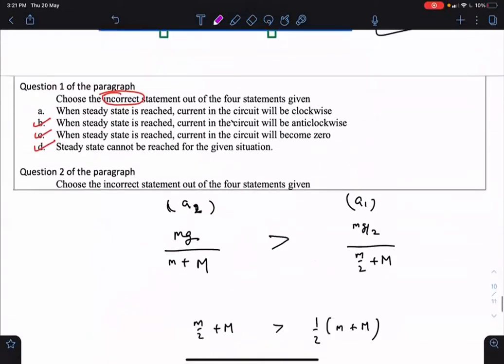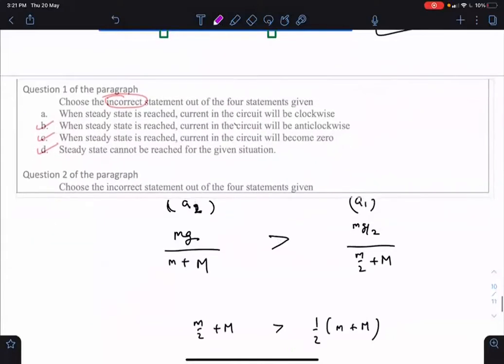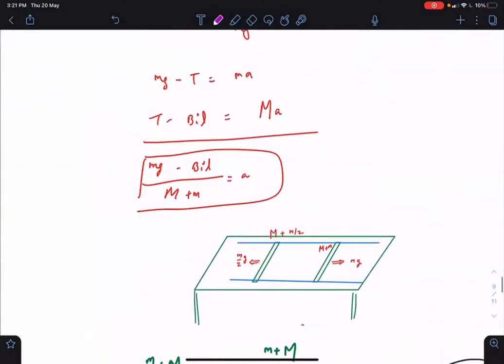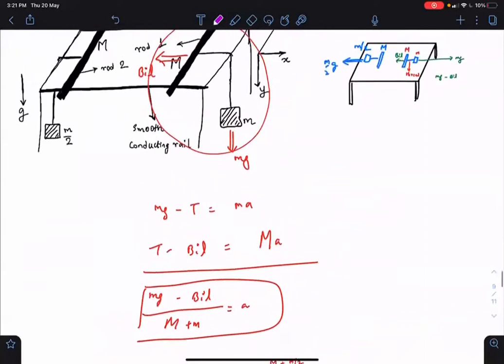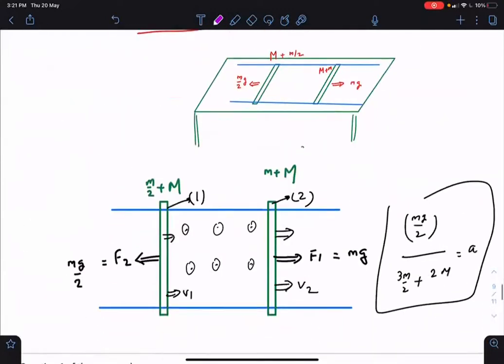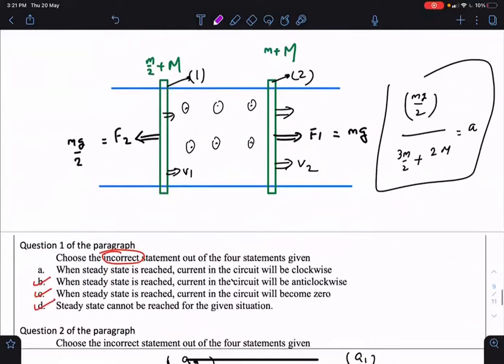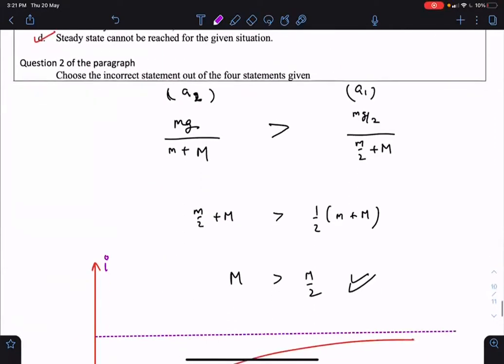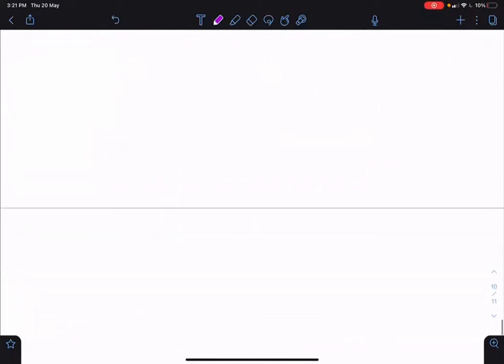In fact, you can find out the current also. So from this only, equating the final acceleration with the help of this BIL force, you can find out the final current also, which will be one single constant value. Okay. So this is what it is in motional EMF.